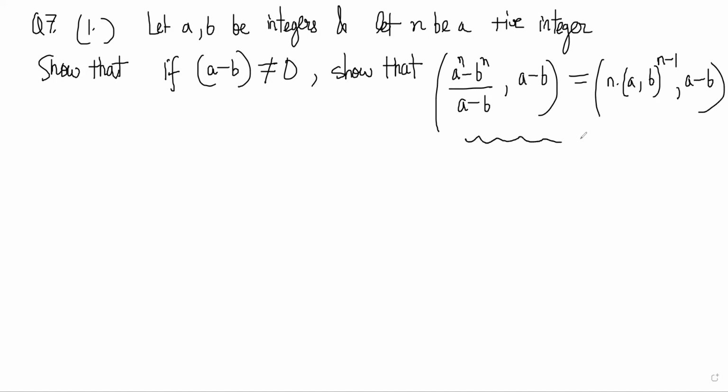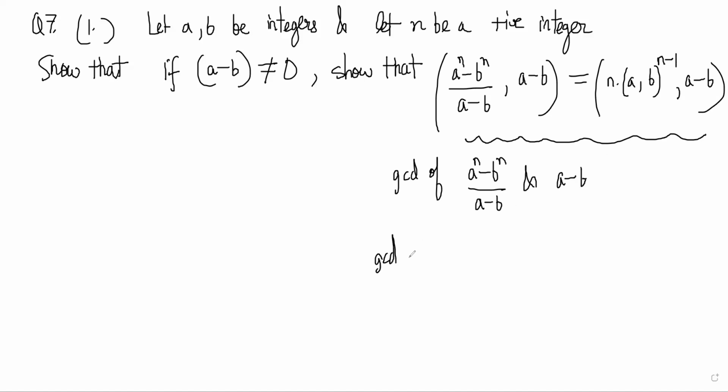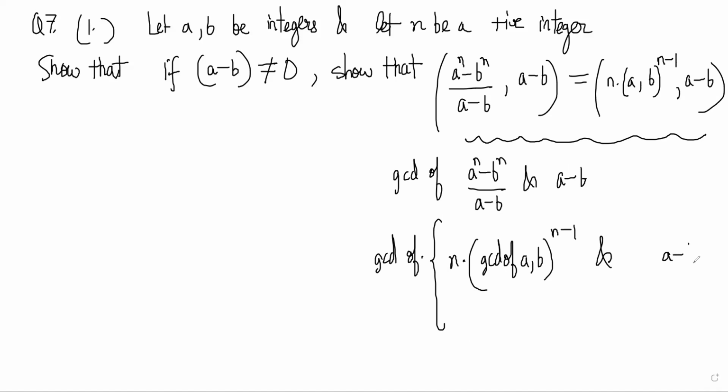So try to understand this expression. The left hand side is GCD of two numbers. What are the numbers? A power n minus b power n by a minus b and a minus b. The right hand side is GCD of n times GCD of a and b raised to the power n minus 1 and a minus b, right? I'm just explaining what it means because the proof is a little tricky here, okay? So we have to show this.